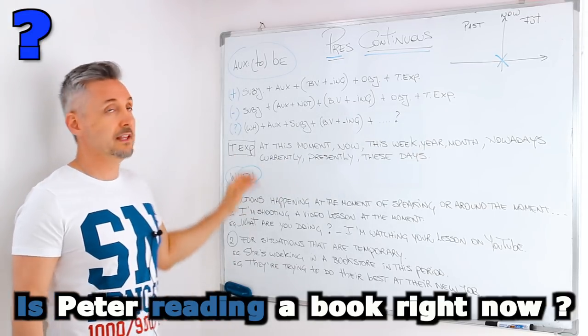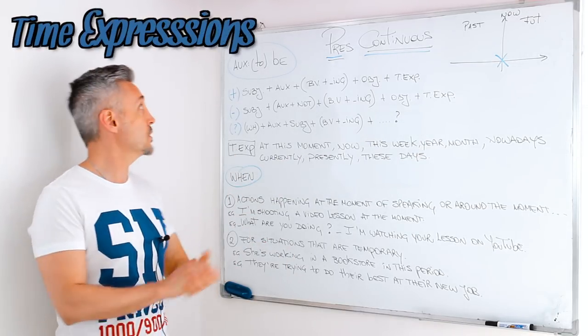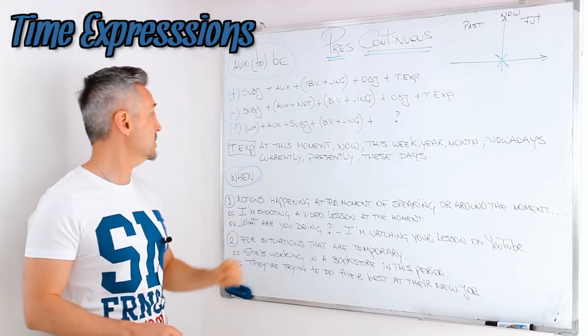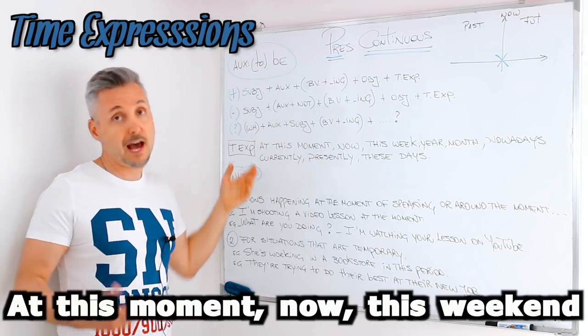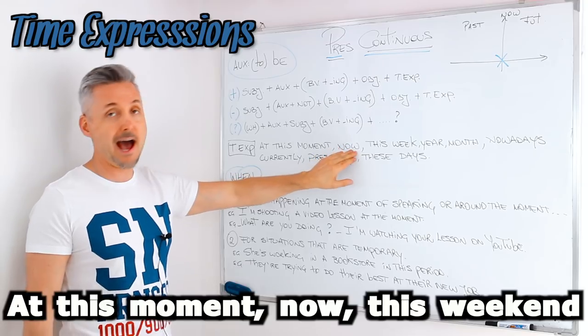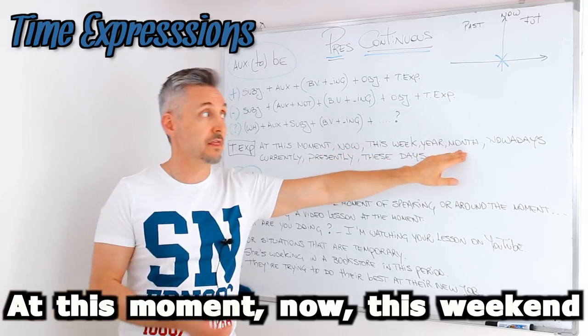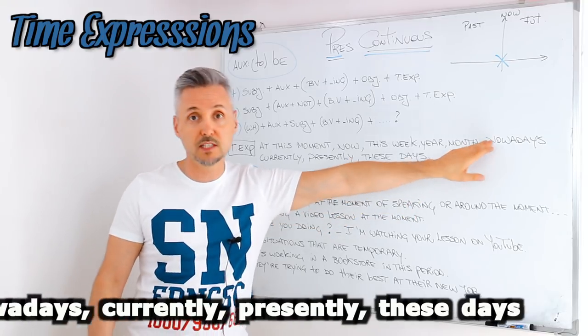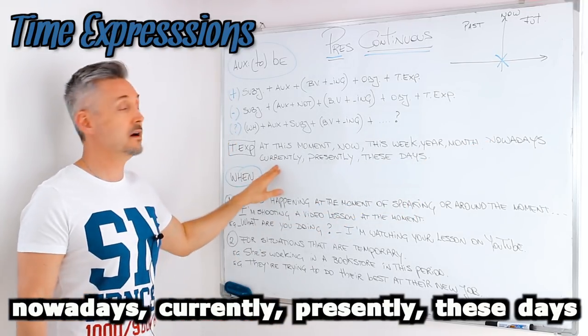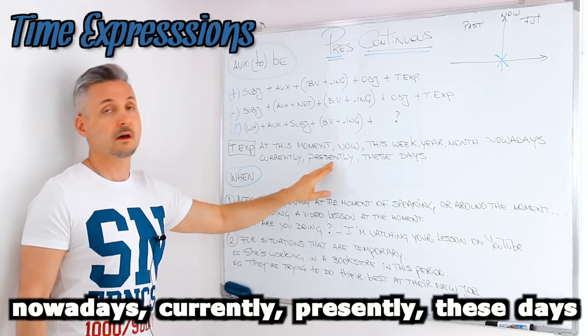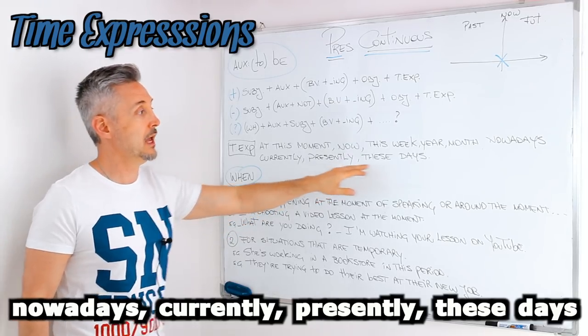Okay, so the time expressions that we use with the present continuous: at this moment or at the moment, now, this week, this year, this month, etc., nowadays, currently, presently, and these days.